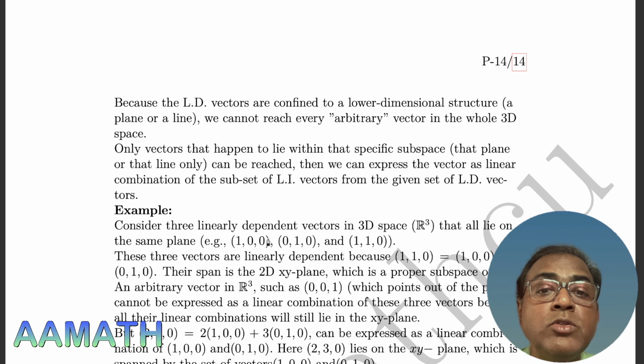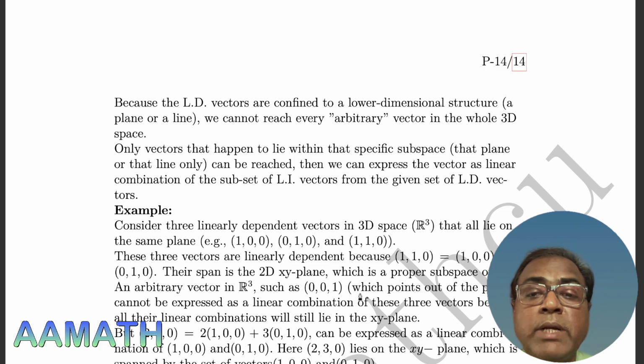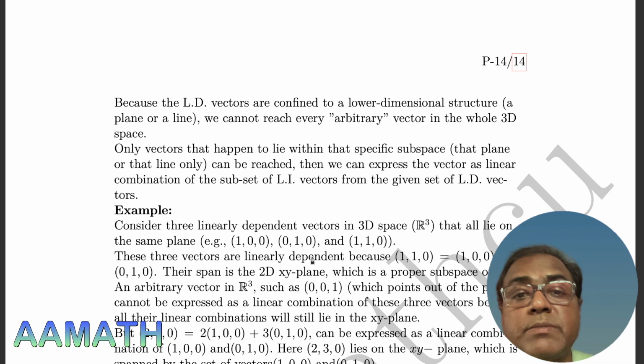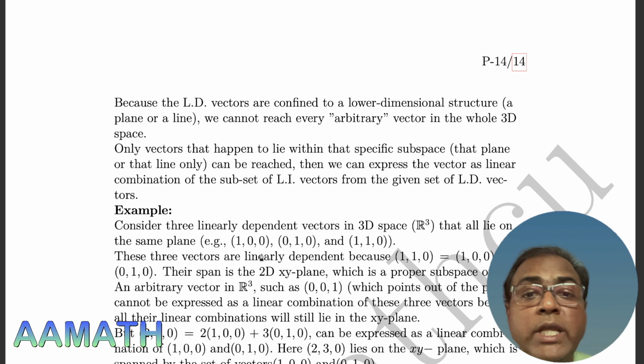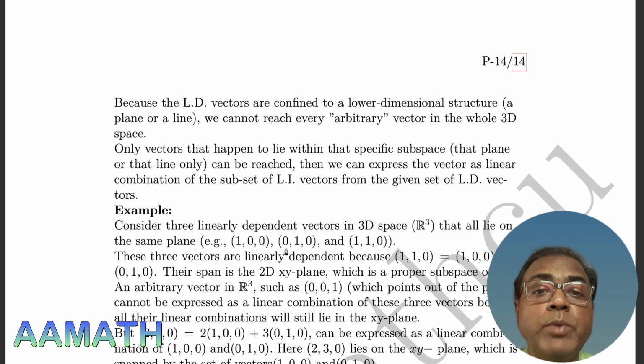By these vectors (1, 0, 0) and (0, 1, 0), we get the vectors i cap and j cap. Through these we get the xy plane, and this plane is the linear span of these two vectors. So any vector lying in the xy plane can be expressed as a linear combination of these, but a vector outside the xy plane cannot be expressed as a linear combination of these two vectors.